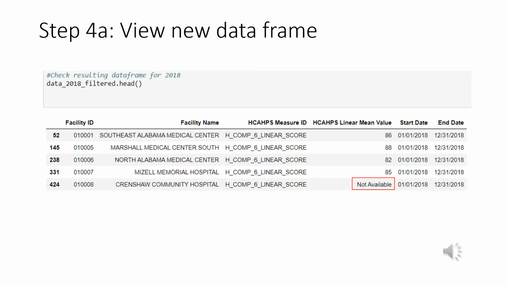You should check all your data frames from the previous step, but on this slide I'm just showing you the data frame from 2018 that was filtered. And now, based on our limitations and specifications in terms of the columns and the rows, what we have here is a data set that shows that the HCAHPS measure ID is only the HCOMP6 linear score. We have the mean value, the start date, end date, the facility name, facility ID. But in the mean value column, you can see that not all the values are numeric, that we have an entry in there that is clearly string.